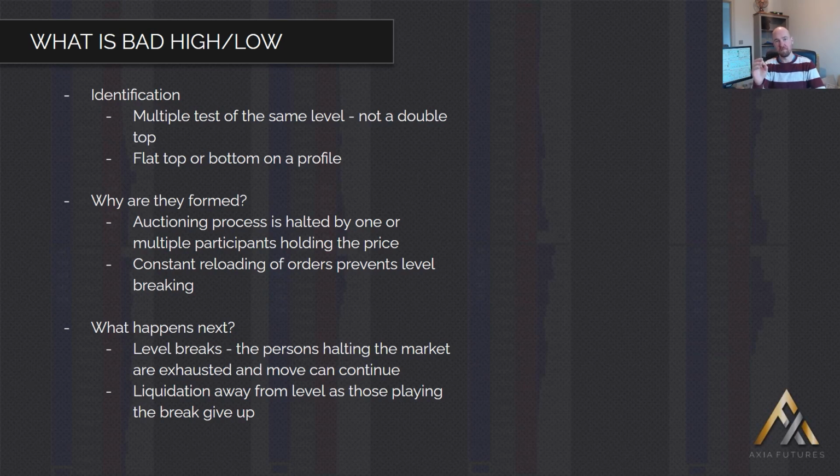So why do they get formed? Basically, the way that these get formed is it's the forced halting of the auctioning process. So that sounds rather wordy. What I'm trying to say there is whenever you have a market trading, it will move up to a certain point and eventually you'll run out of buyers. Now to create a bad high, rather than you running out of buyers, instead you find a seller who is willing to sell at that price, and they will sell to everyone who comes in to buy. So effectively that seller's not recognizing the demand and raising their price and finding the last buyer.